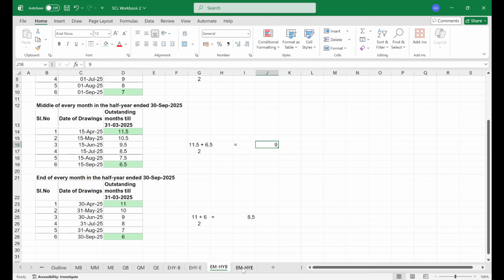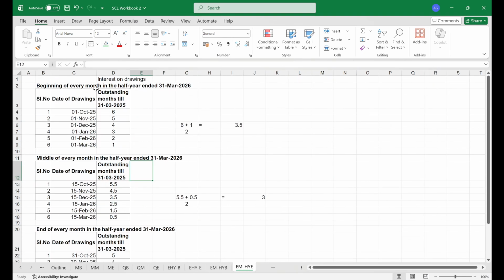Let us talk about the last scenario. Beginning of every month in the second half year of the year ended 31st March 2026. So you can see the second half year runs from October to March. That means the partner has not done any drawings from April till September. So the drawing itself starts only from 1st of October. So from 1st October, November, December, every beginning of every month for 6 months. Therefore, 6 plus 1 by 2.